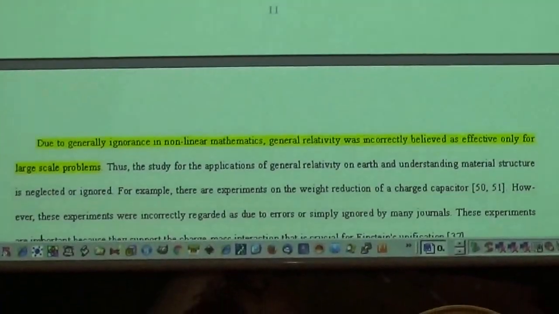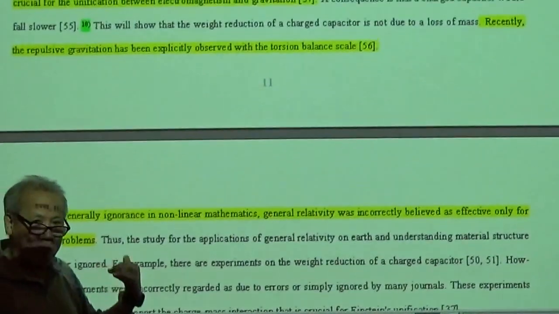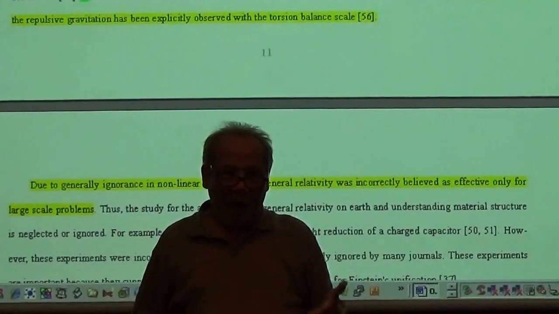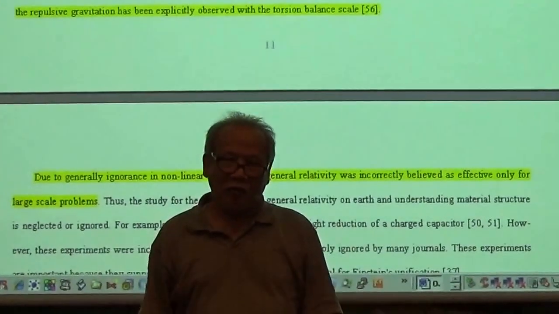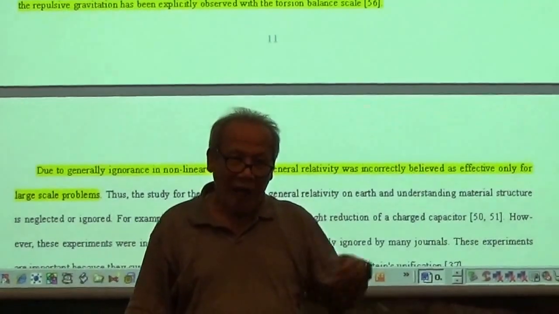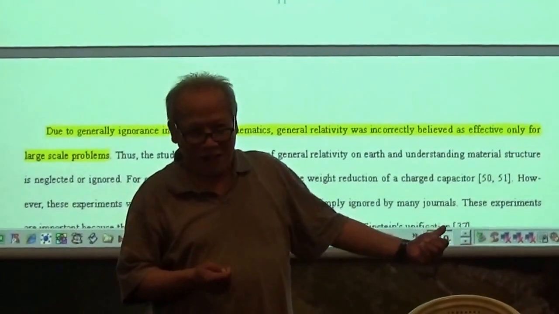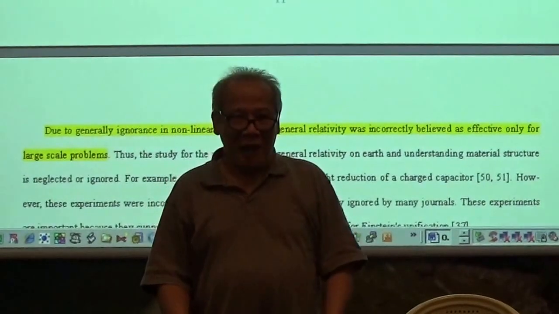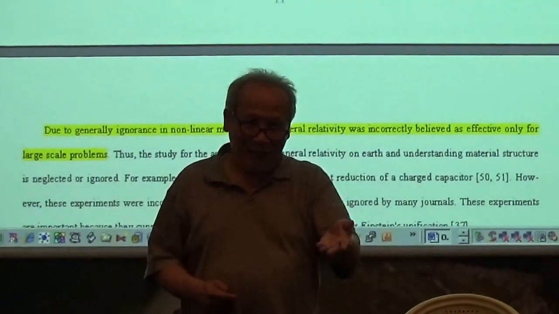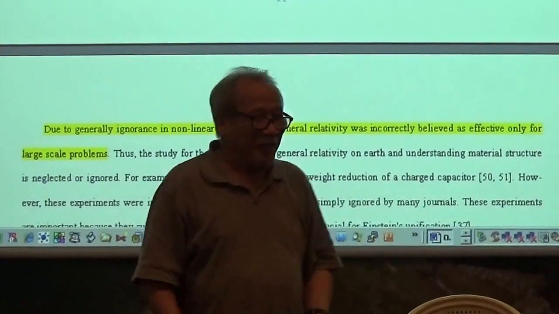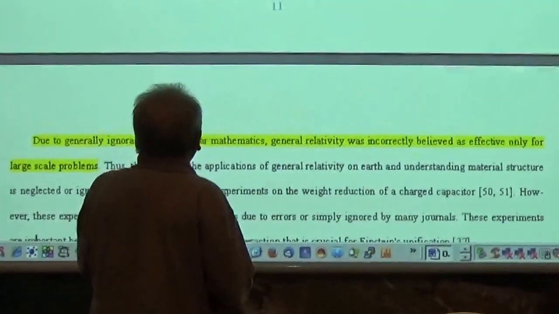Now, in conclusion, Einstein is generally a great physicist. But anybody great also has shortcomings. Einstein's shortcoming is that he didn't see the repulsive gravitation. Someone said you're lucky, Einstein didn't see it, so you can see. If I didn't see it, what can you see? So I have nothing to say about this.